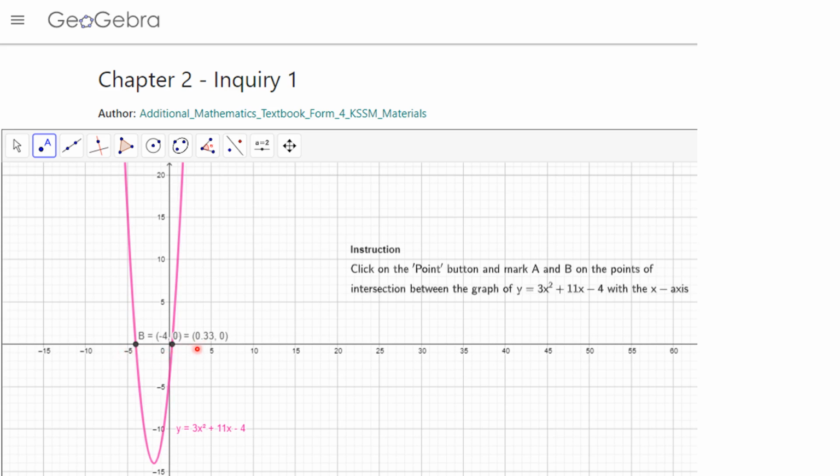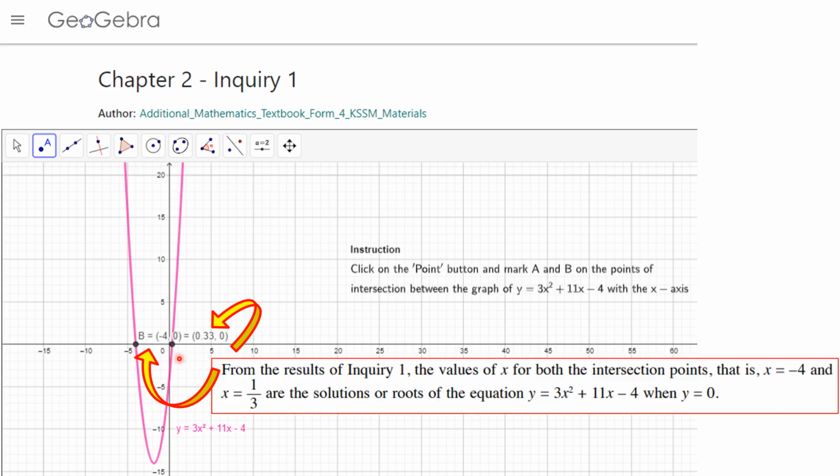Point A is written as 0.33, 0. So this is the coordinate. And B is written as negative 4, 0. This is for A and this is for B, the intersection between the graph and the x-axis.